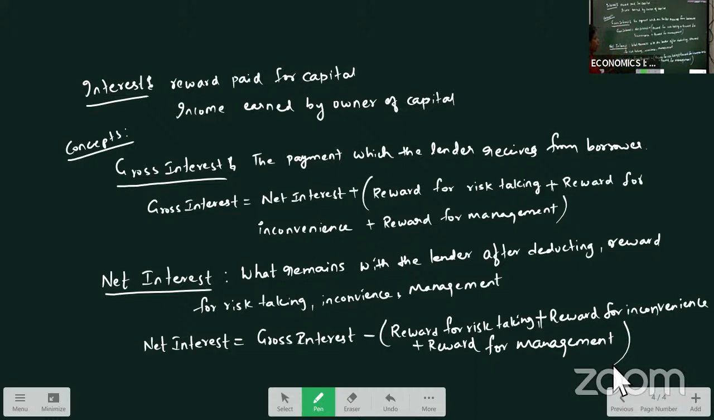So a simple concept you remember: gross means without any deductions. All are included in that, the total value. Whereas net means after making certain payments, after all the deductions, whatever is left with us, that is called the net interest. Okay, see the difference between gross value and net value. Gross means without any deductions. Net means after making the deductions. So this is how we have the gross interest and net interest.